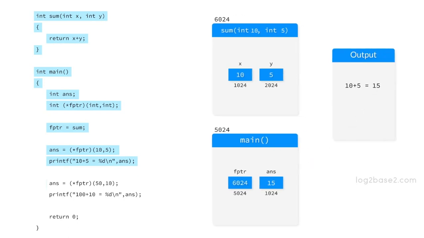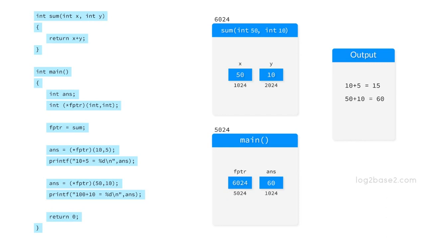Now let us call the function again with values 10 and 50. So we write star fptr in parentheses followed by arguments 10 and 50 also in parentheses. Control reaches sum and 10 plus 50 is calculated here and the result 60 is returned and stored in ans. Now let us print that too. So we will get 60 printed. Finally, the program returns 0.